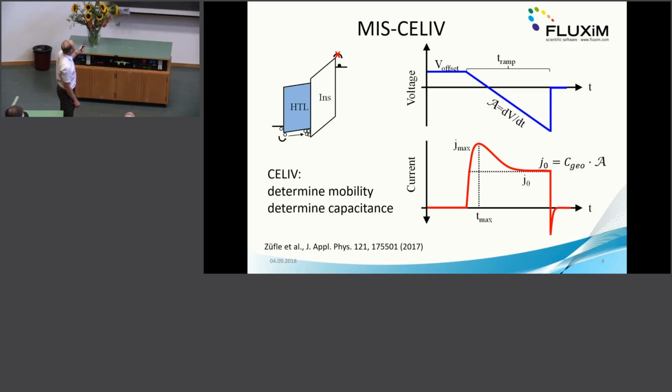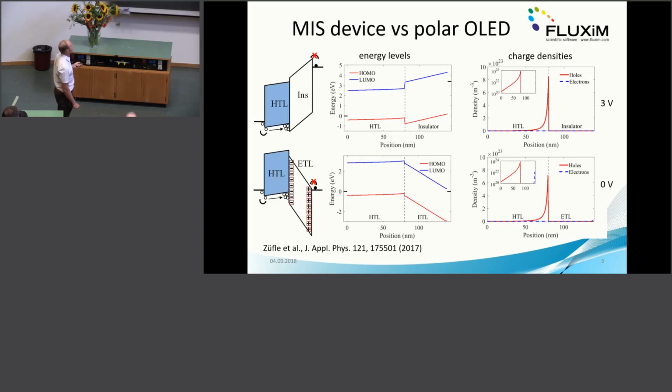We apply some bias, which leads to injection of, in this case, holes into this layer. Again, we have this accumulation. At this point, we start to extract the holes using a linear voltage ramp. We extract all the holes back to the contact, and this leads to an overshoot in our current signal, which is related to the mobility. This is a well-known technique to determine the mobility in organic semiconductors, and we wondered if we can apply it also in our bilayer devices.